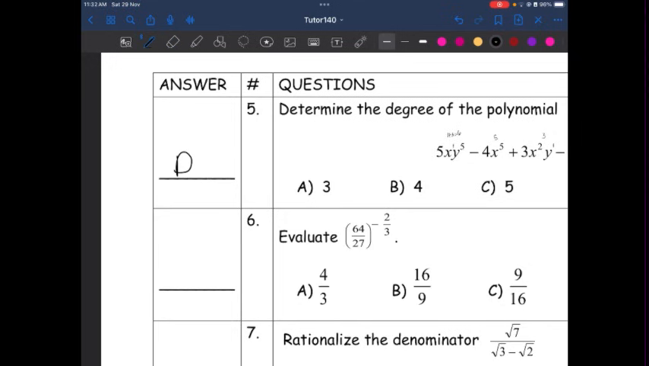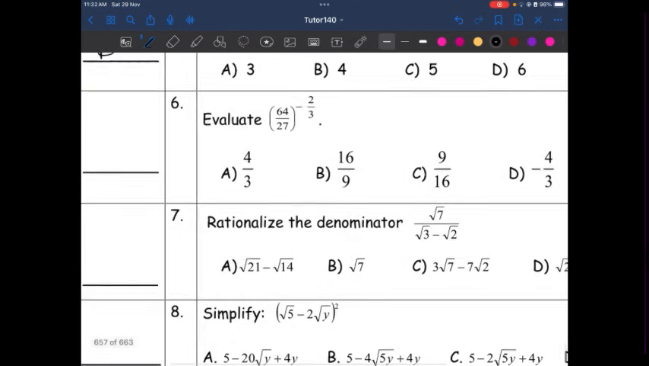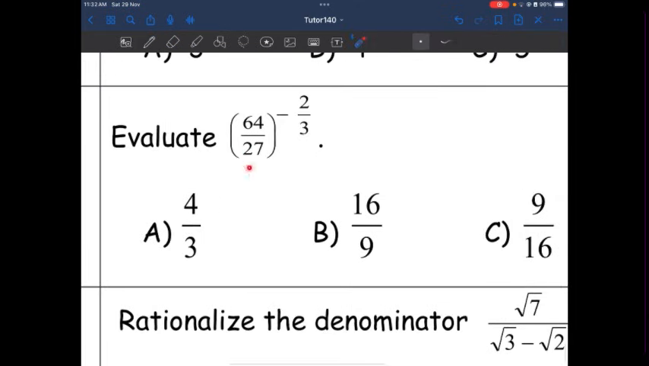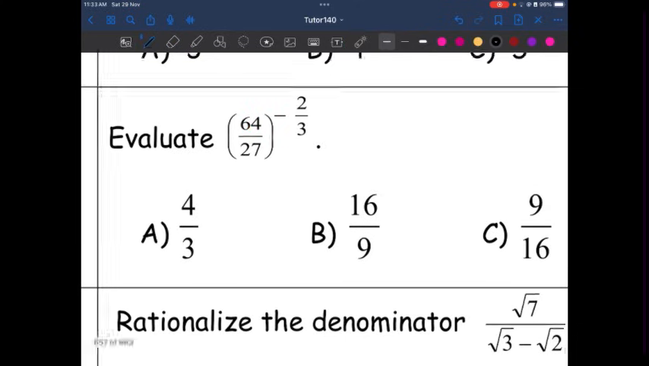So evaluate 64 over 27 to the power negative 2 over 3. Again, if you're not familiar with this, it's the law of exponents, the negative exponent rule. To answer this, all you're going to do is flip it. So for this fraction, you make the denominator the numerator, and the numerator the denominator, and then the exponent will be positive. So it will be 27 over 64, and then we have a positive exponent now.